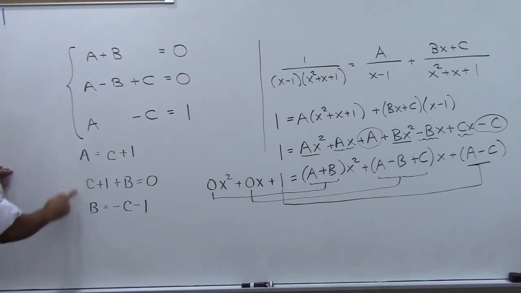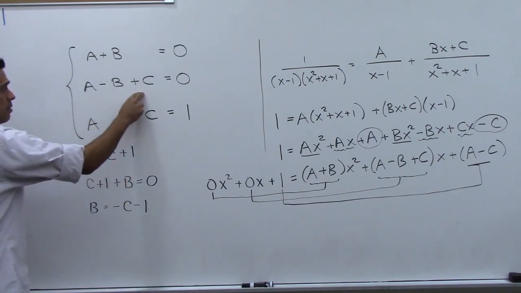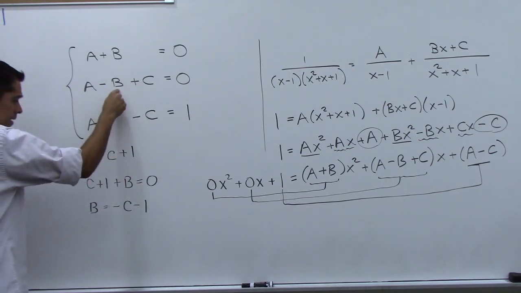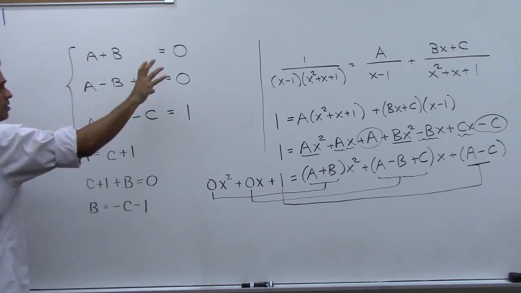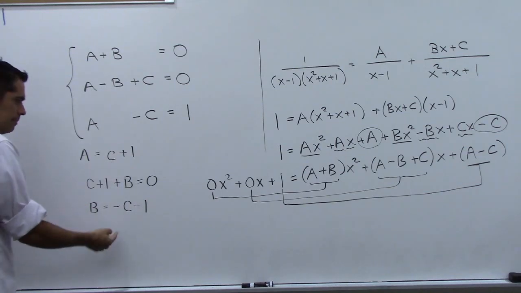So I have a in terms of c, I have b in terms of c, and now I'm going to go back into this equation. I'm going to replace a with this, and replace b with this, and then I'll have one equation with just c in it. I'll solve for c, I'll come back and I'll get a, come back and get b.